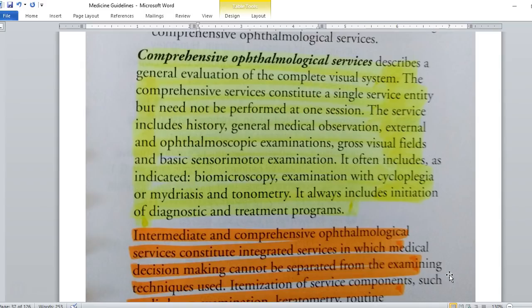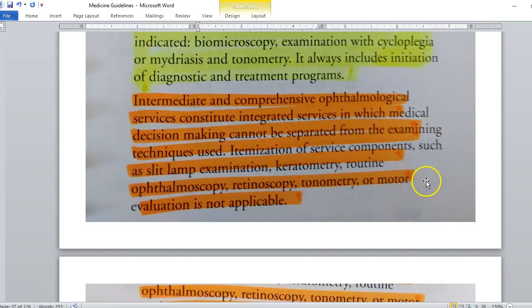So the service includes history, general medical observation, external and ophthalmoscopic examinations, gross visual fields, and basic sensorimotor examination. It often includes, as indicated, biomicroscopy, examination with cycloplegia or mydriasis, and tonometry. Always includes the initiation of diagnostic and treatment programs, which could be anything from eye drops, oral medications, surgery, glasses, contacts, you name it.